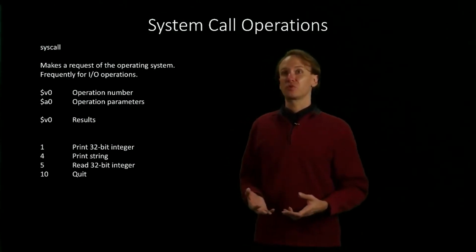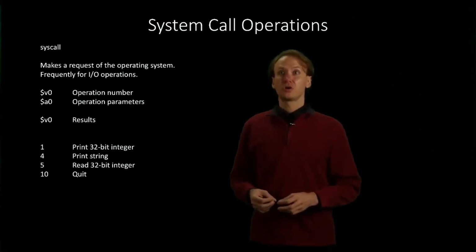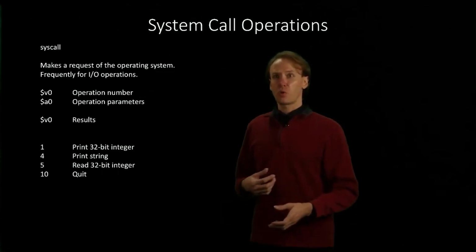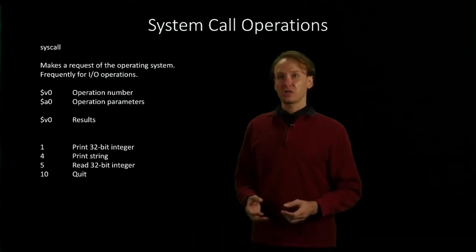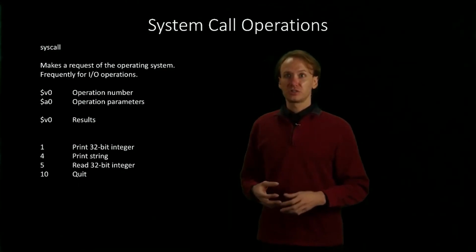But most of these operations are going to require some other parameters or have some results. If we've got some other parameters, like we want to print an integer or a string, then we're going to put those parameters into register A0. There are a couple that require register A1 as well, but the majority of the simple ones that you'll get used to just use A0.